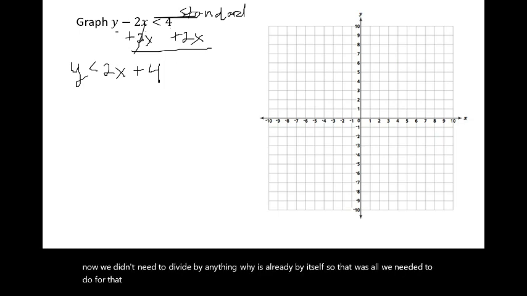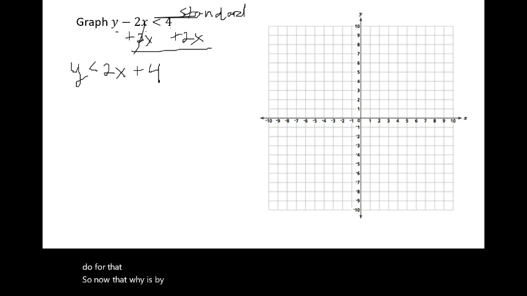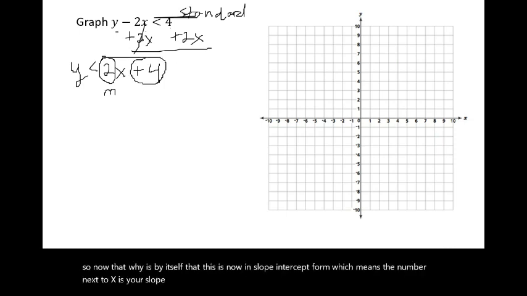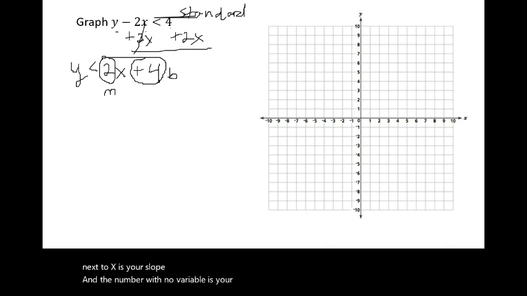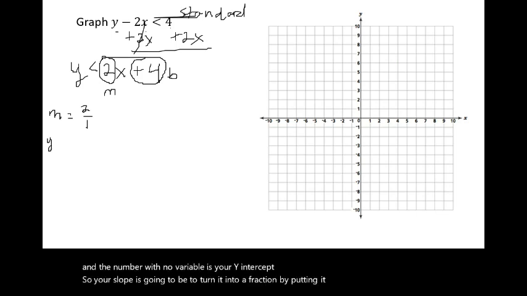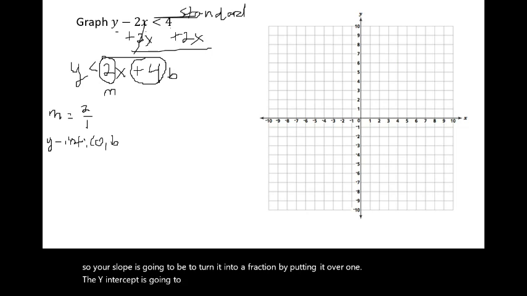So now that y is by itself, this is now in slope-intercept form, which means the number next to x is your slope, and the number with no variable is your y-intercept. So your slope is going to be 2. Turn it into a fraction by putting it over 1. The y-intercept is going to be 0, comma b. b is positive 4, so your y-intercept is 0, comma 4.